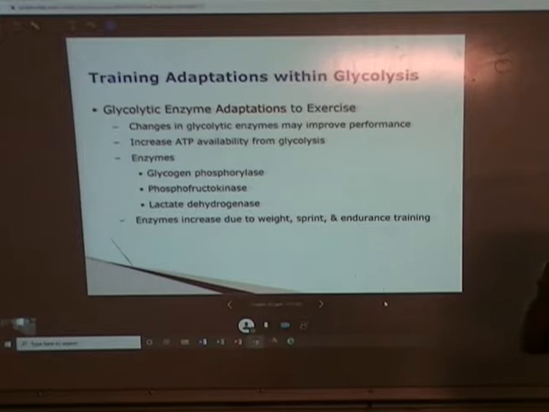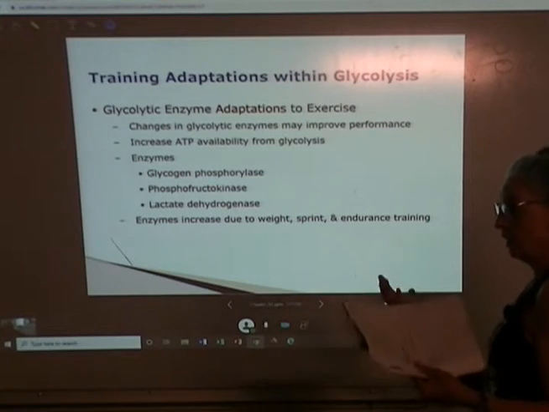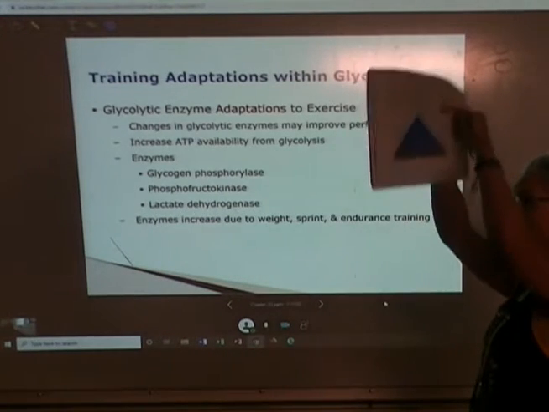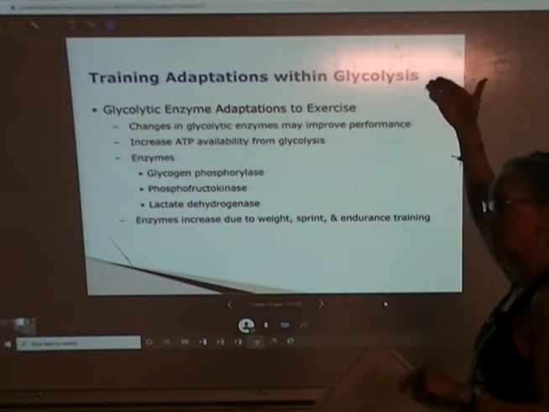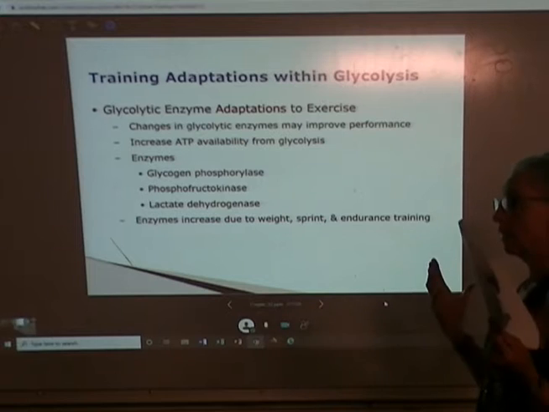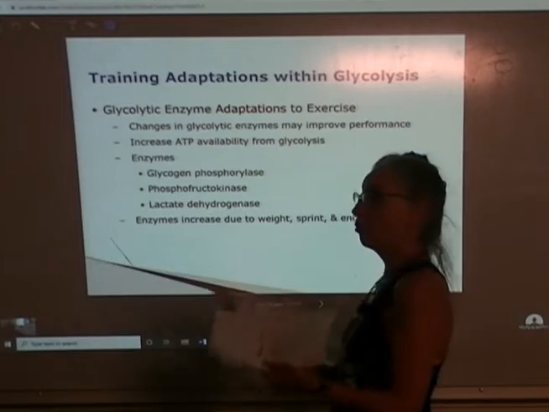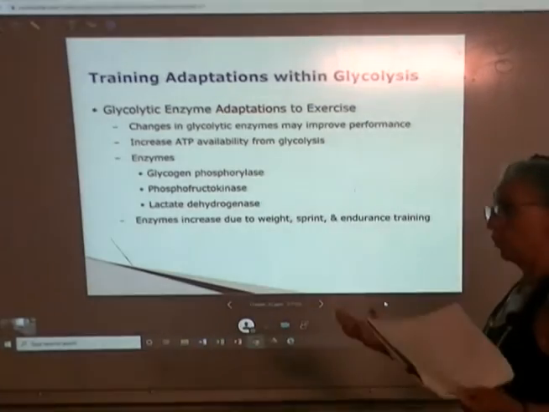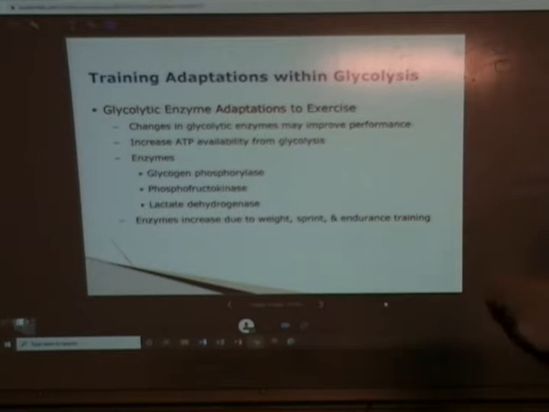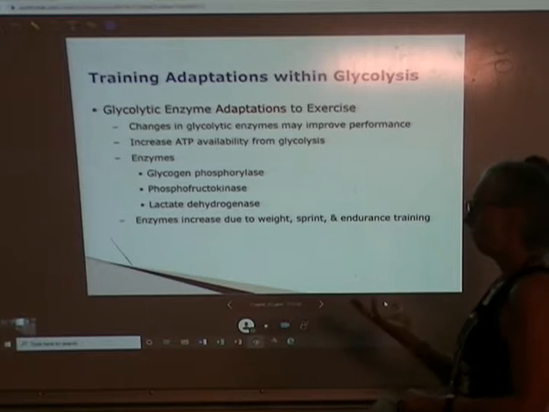Okay? So any changes in the activity or the amount of enzymes, we've got those 10 steps, and every step has its own set of enzymes. So if I could increase the amount or increase how quickly they're working, then that would hopefully result in increased ATP availability, okay? And increased ATP availability may lead to increased performance, all right?